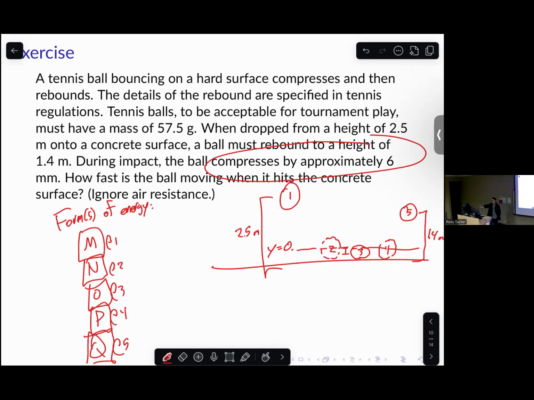Questions? Yes. If you reach your highest point, are you moving? V equals 0, kinetic is 0.